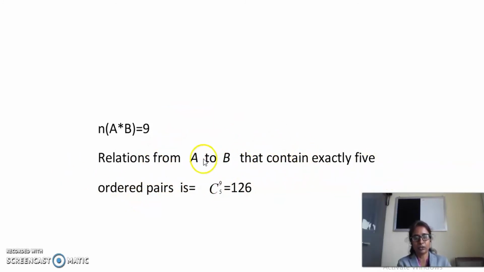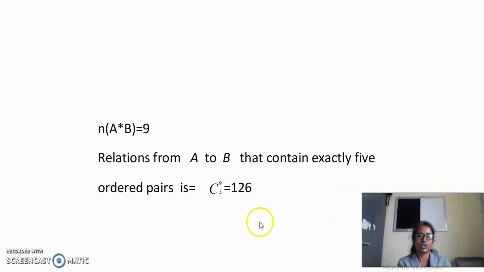But the question is, out of these 2 raised to 9 ordered pairs, how many of them contain exactly 5 ordered pairs? So, out of these 9 ordered pairs, I have to go on selecting 5 ordered pairs and form different relations. So, it is nothing but a selection. Out of 9, you select 5, use the nCr formula to get 126. So the answer for the question asked is 126.